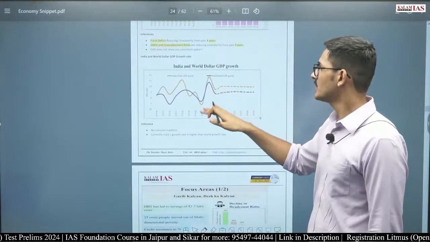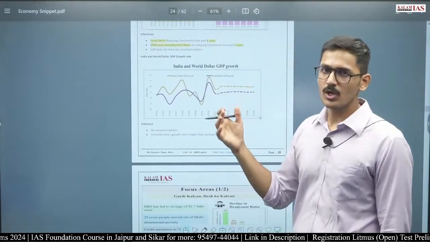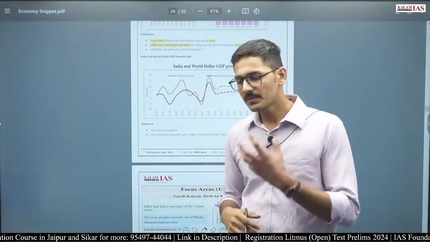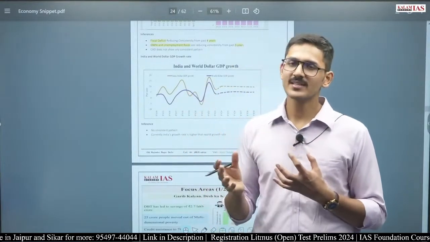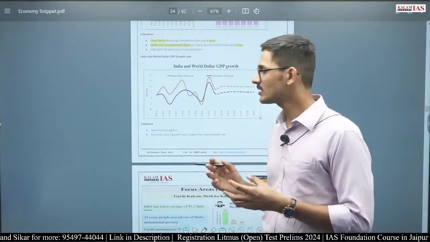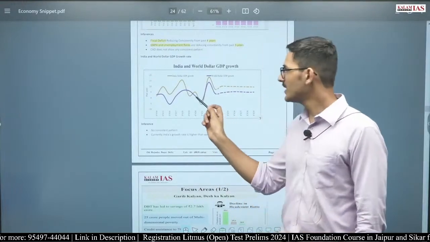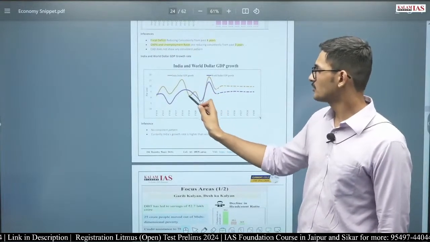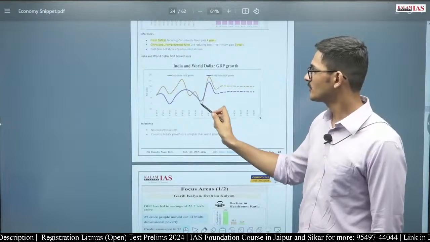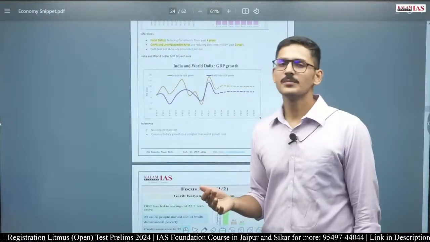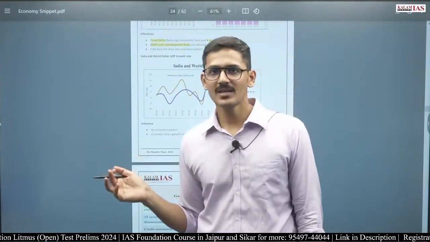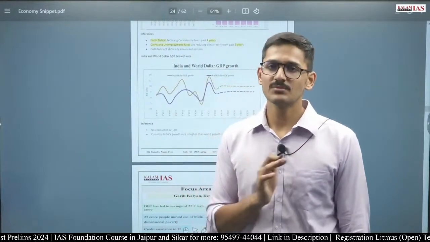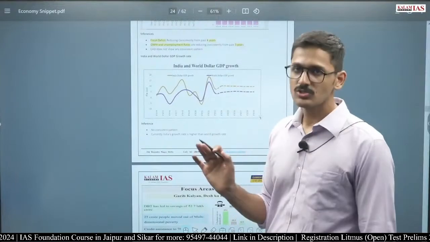India and world GDP in dollar terms. People will assume that Indian GDP growth is higher than world GDP growth even in dollar terms. But that is not the case, because many times the world dollar GDP growth was higher than Indian dollar GDP growth, for example in financial year 19 and financial year 21. Currently, Indian dollar GDP growth is higher, but it has not always been the case. So if UPSC gives a statement that for the past 10 years Indian dollar GDP growth has been higher than world dollar GDP growth, that is not correct.